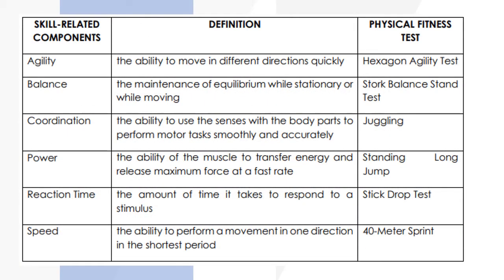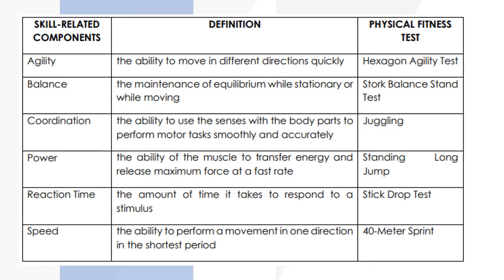Skill-related components, definition, and physical test. Agility, the ability to move in different directions quickly, is tested by the hexagon agility test. Balance, maintaining an equilibrium while stationary or while moving, could be tested by the stork balance stand test.